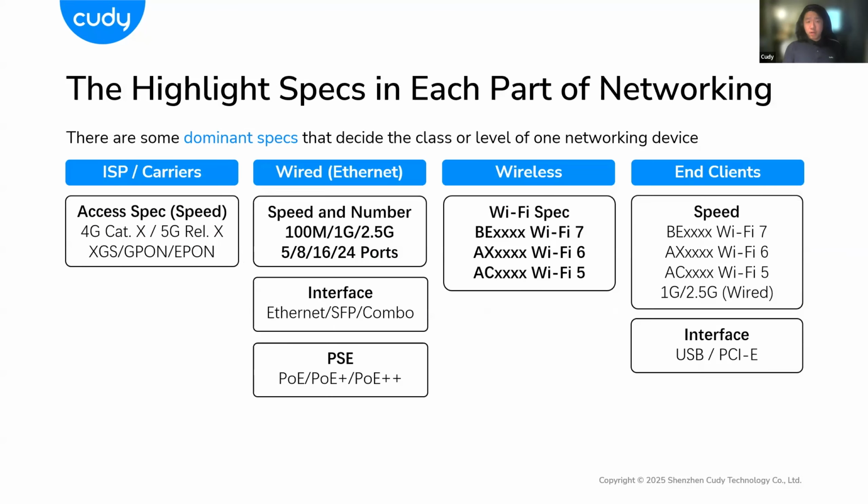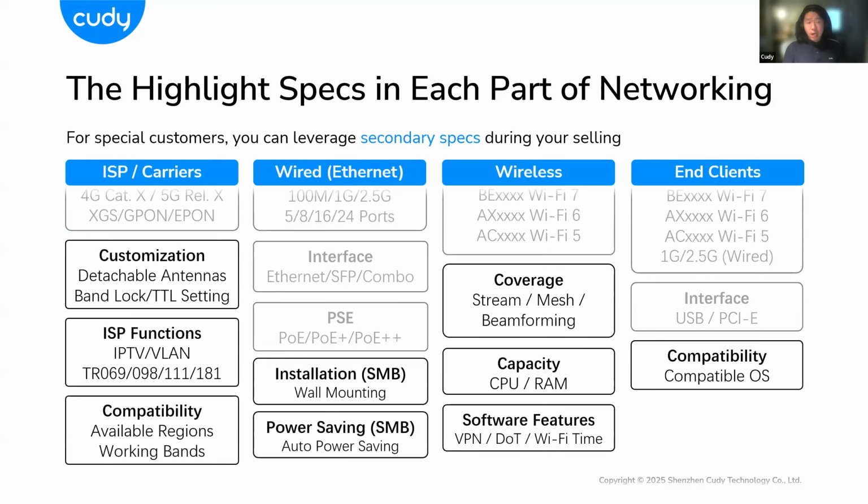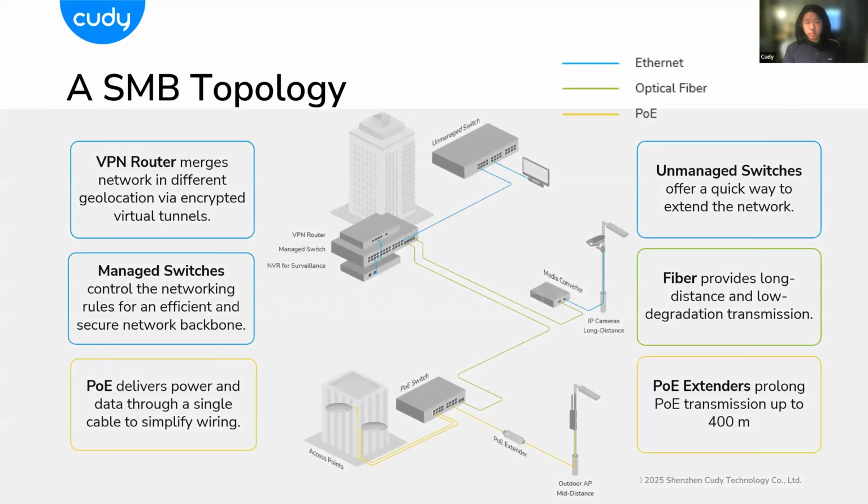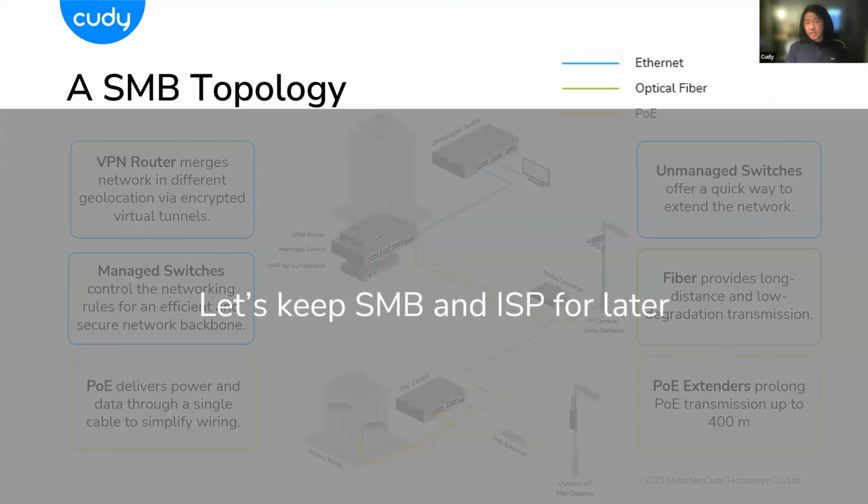So apart from the highlight specs, we can also leverage some secondary specs during selling, such as parental controls, VPNs, and coverage performance. And we'll go through these features later using example products. Okay. And let's keep the business part before everything gets complicated.